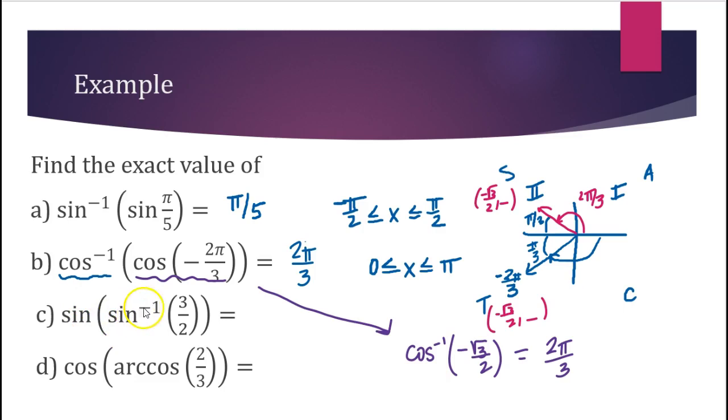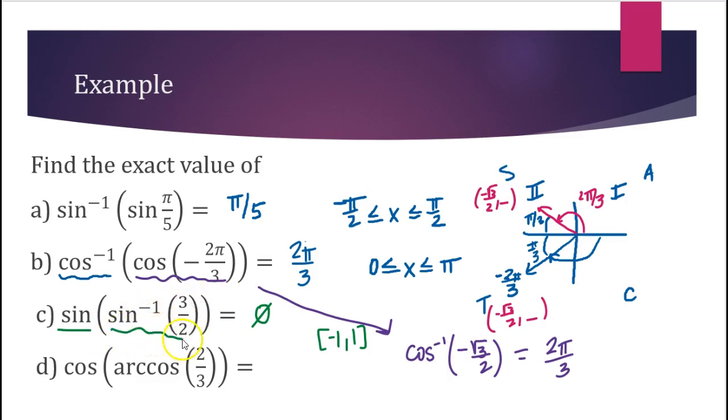So sine of sine inverse of 3 over 2. So the only way that we can cancel and get out just 3 over 2 is if we're in the range of the sine function. Well, the range of the sine function is negative 1 to 1. And 3/2 is 1.5, so that's out of the range. And in fact, the answer here is that there isn't an answer, it's no solution, because there's no angle that I can plug into sine to get out 3 over 2.